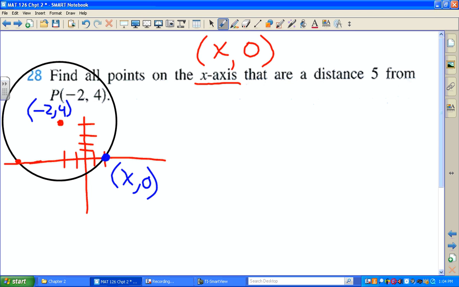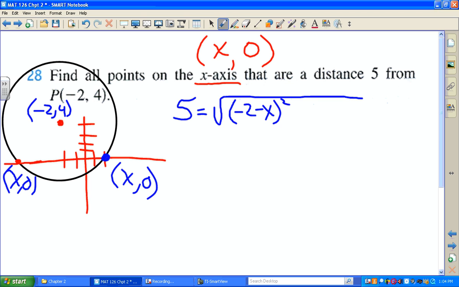Does anybody have an equation to solve for this? I could use this point. Does anybody know a way of putting this together for one equation? Sam? Okay. Yeah, just set up using the distance formula. You know the distance is 5. And how do you get rid of the radical? You can square both sides. Now you got to be careful, it always brings in the possibility of extraneous roots.